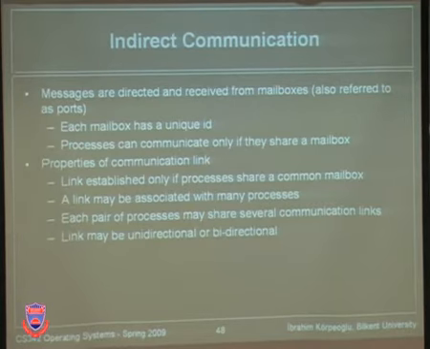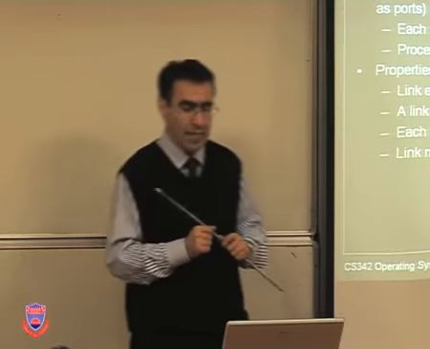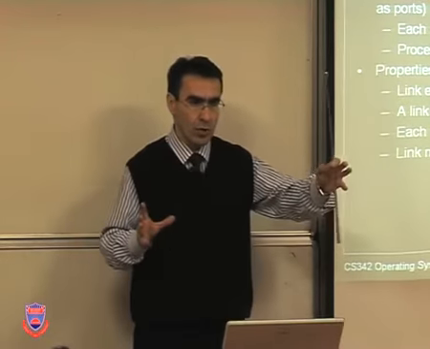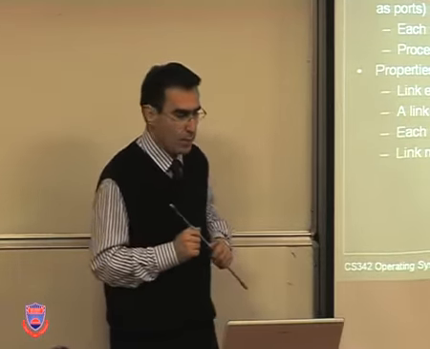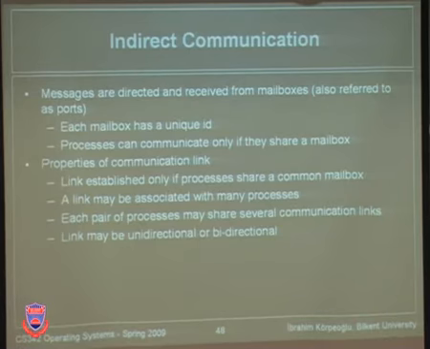So processes can communicate, of course, if they share and access the same mailbox. If a mailbox is created, then I can put a message there, and another process can retrieve a message from there. In this way, they can communicate with each other. So if we design our system in this manner, what would be the communication link property between two processes communicating in this manner? A link is established only if processes share a common mailbox. If they are accessing the same mailbox, then they have a logical communication link in between.